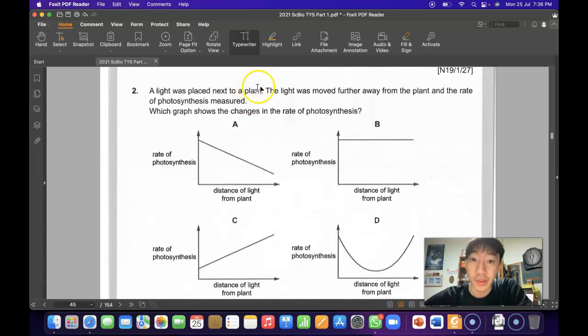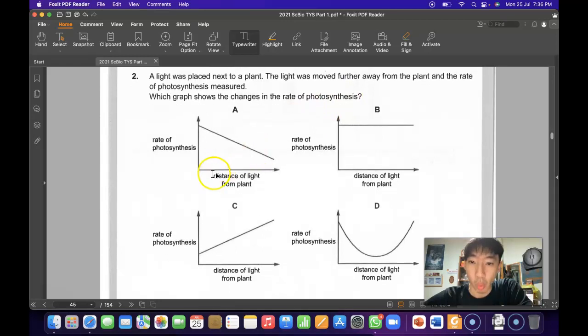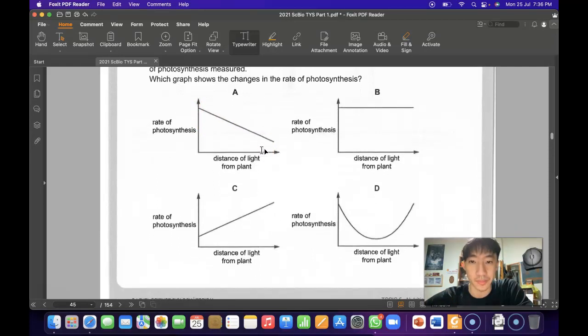A light was placed next to a plant, and the light was moved further away from the plant, and the rate of photosynthesis measured. Which graph shows the changes in the rate of photosynthesis? What we should see is that when the distance of light from the plant increases, the rate of photosynthesis will start to drop. Makes sense, right? Because if it's near, the rate of photosynthesis is high, and if it's far away, the rate of photosynthesis is lesser. The answer is A.